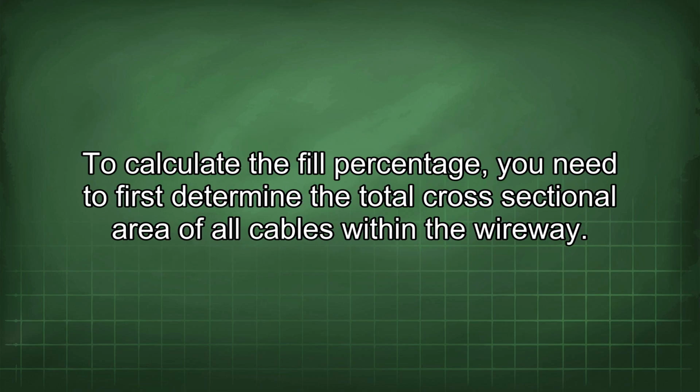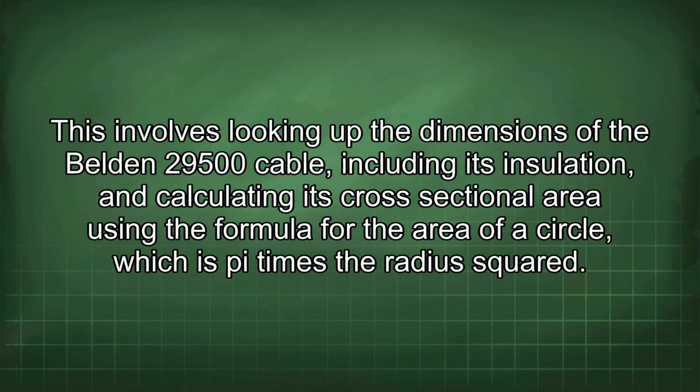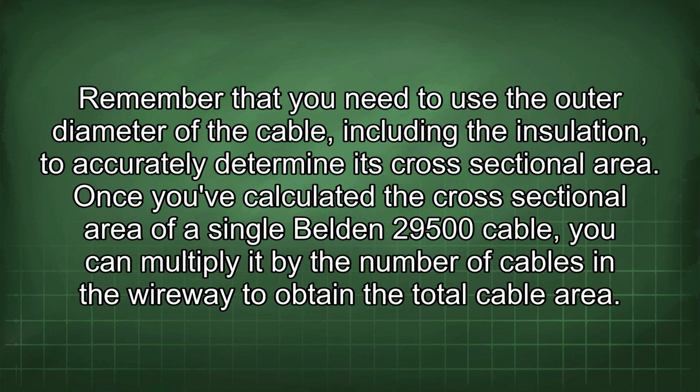To calculate the fill percentage, you need to first determine the total cross-sectional area of all cables within the Wireway. This involves looking up the dimensions of the Belden 29500 cable, including its insulation, and calculating its cross-sectional area using the formula for the area of a circle, which is pi times the radius squared. Remember that you need to use the outer diameter of the cable, including the insulation, to accurately determine its cross-sectional area. Once you've calculated the cross-sectional area of a single Belden 29500 cable, you can multiply it by the number of cables in the Wireway to obtain the total cable area.